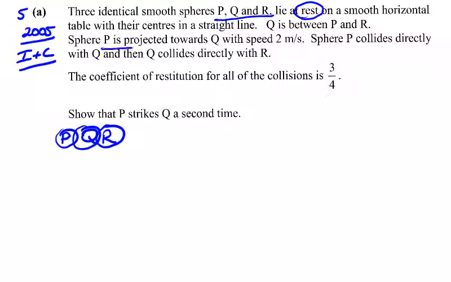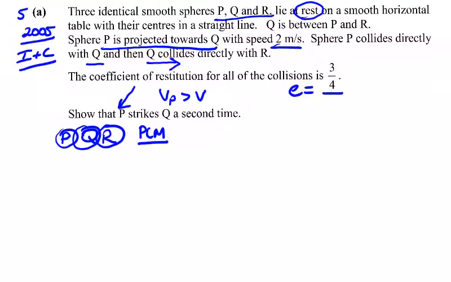Sphere P is projected towards Q with initial speed 2. Then P collides with Q, and then Q continues on and collides with R. We have e, the coefficient of restitution, as 3/4. We're asked to show that P strikes Q a second time, so the velocity of P must be greater than the velocity of Q for it to strike it a second time.